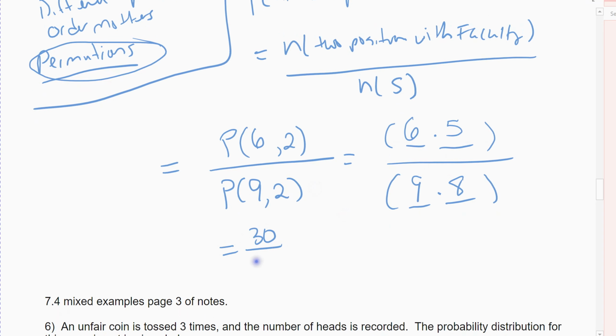Right, 6 times 5 is 30 over 72. So there's 72 different ways to do it. 30 of them are filled by faculty members. Right? And then you find the decimal approximation, which is 41.6 repeating. So I'm going to round to 41.67. So there's about a 41 or almost a 42% chance that if we randomly fill the positions, both of them will be filled by faculty members. Right? There's 30 chances out of 72.